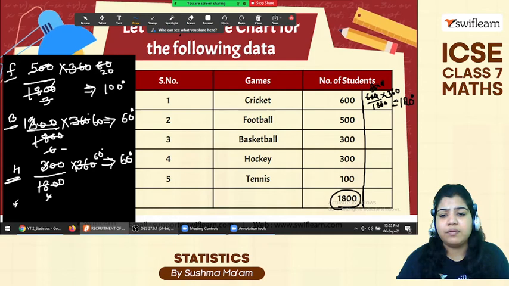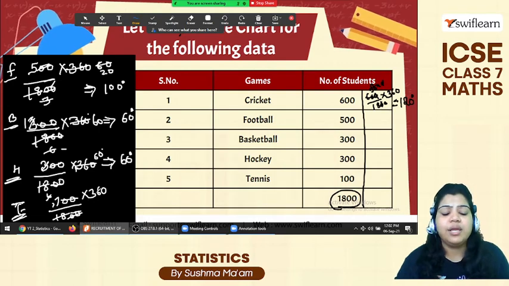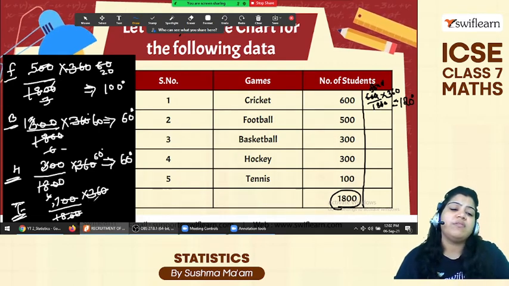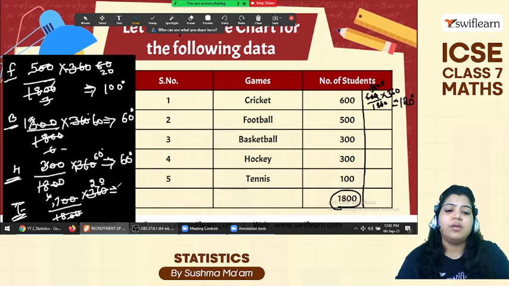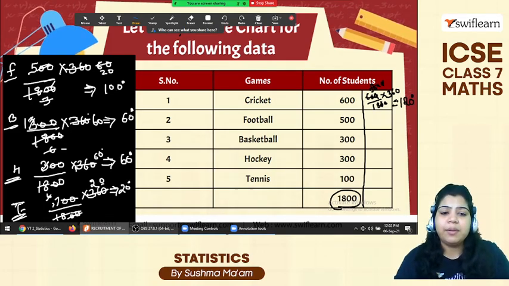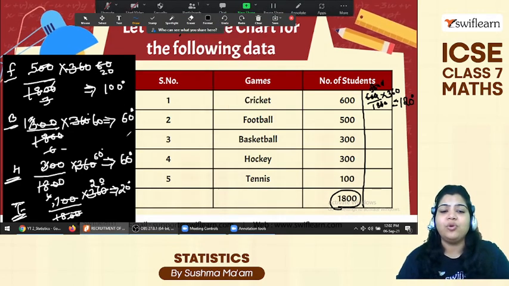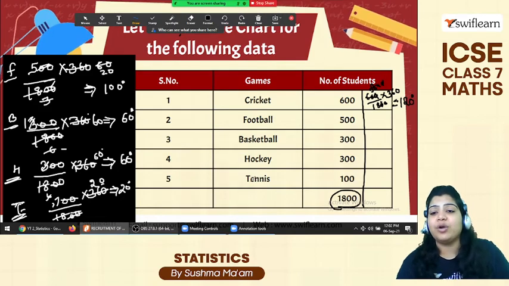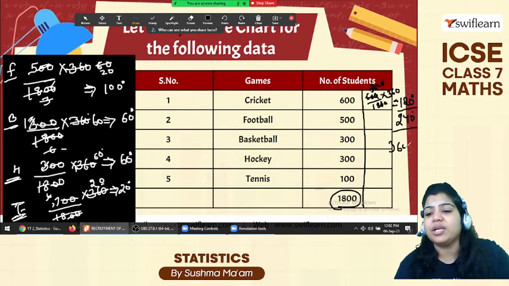degrees. And then for tennis, 100 divided by 1800 multiply 360. Here 18 times 2 is 360, so 20. Now see, the total angle should be 360 degrees. Now 100 plus 60 means 160, and plus 60 is 220, plus 20 is 240, and this 120. So total is 360. You can check like this also.